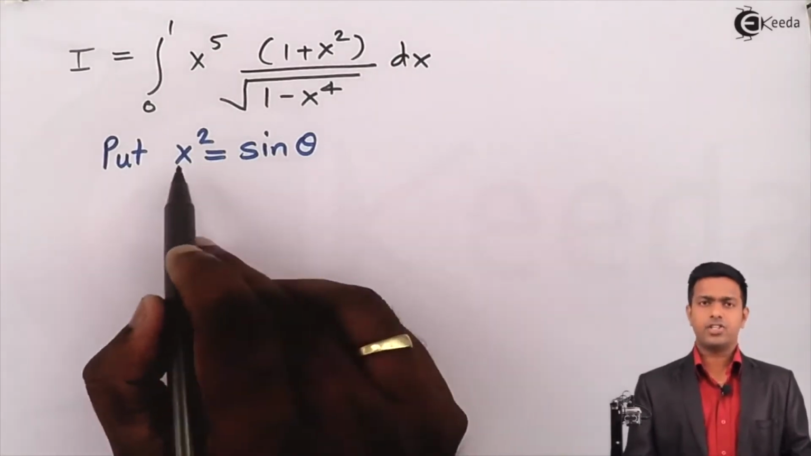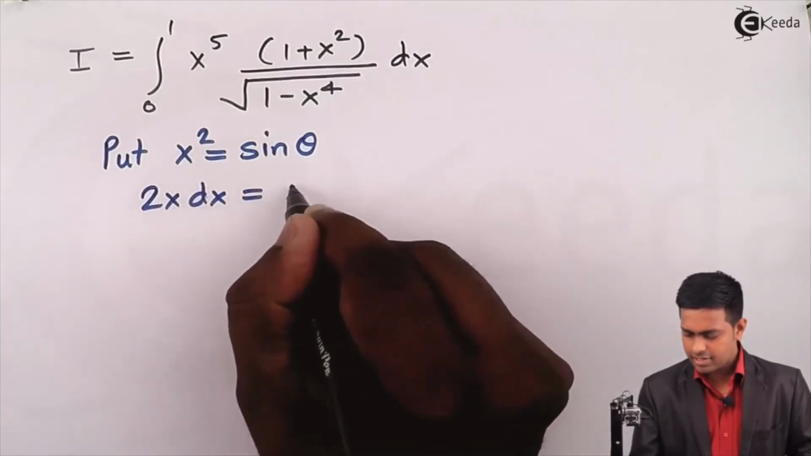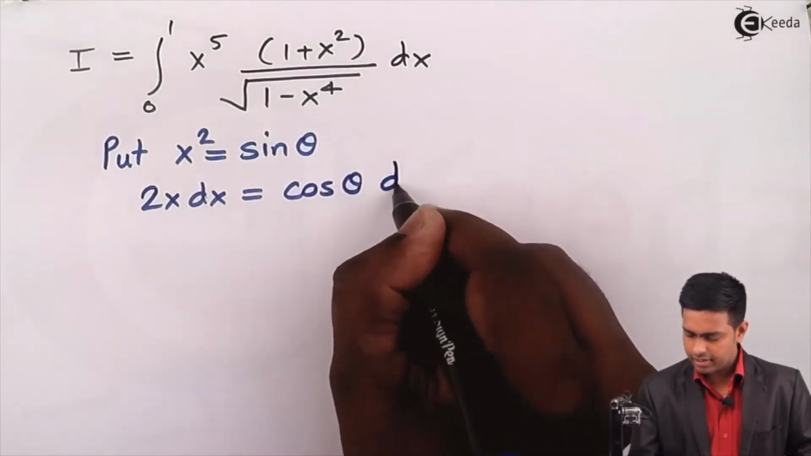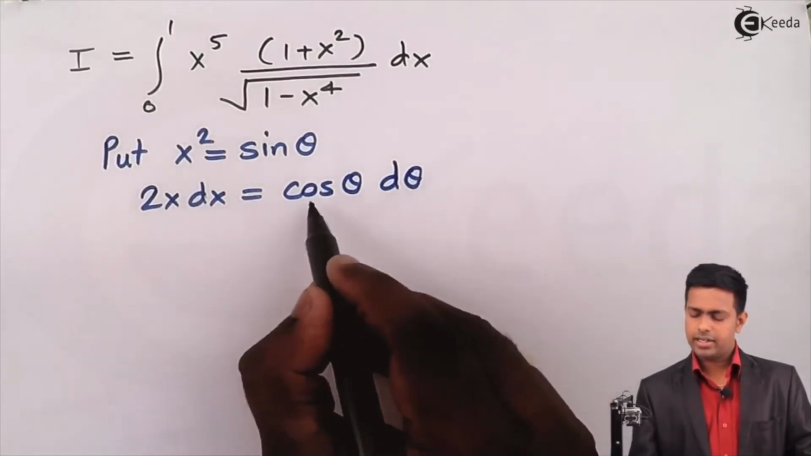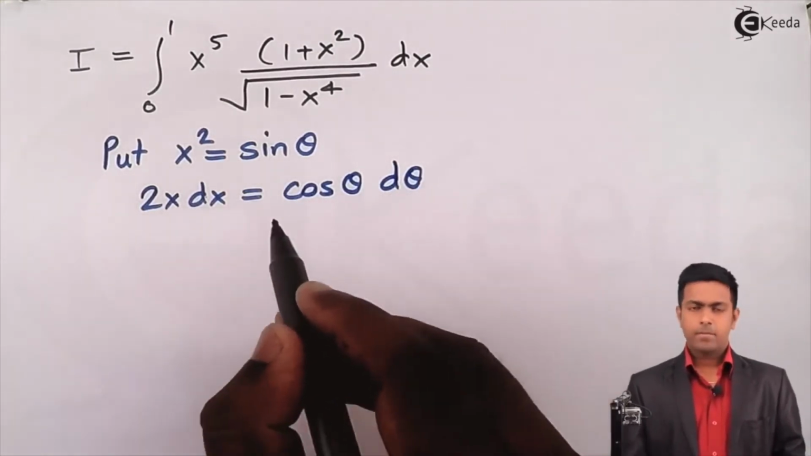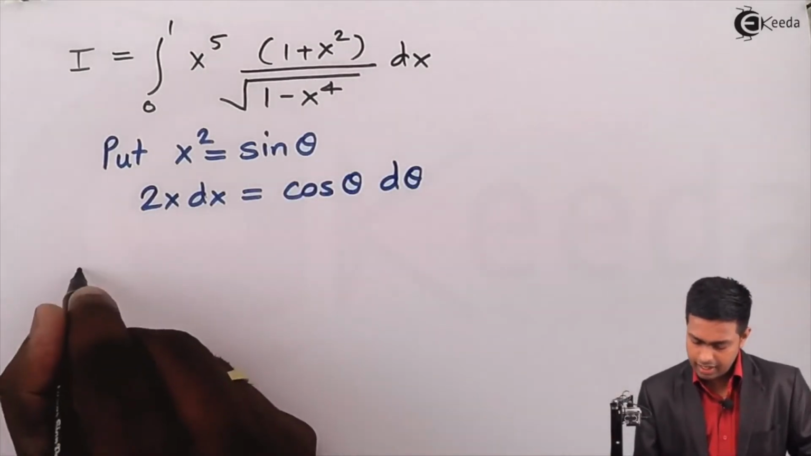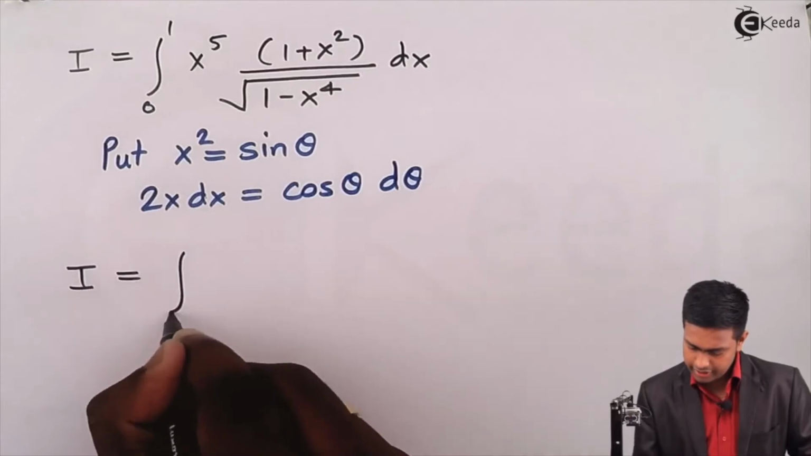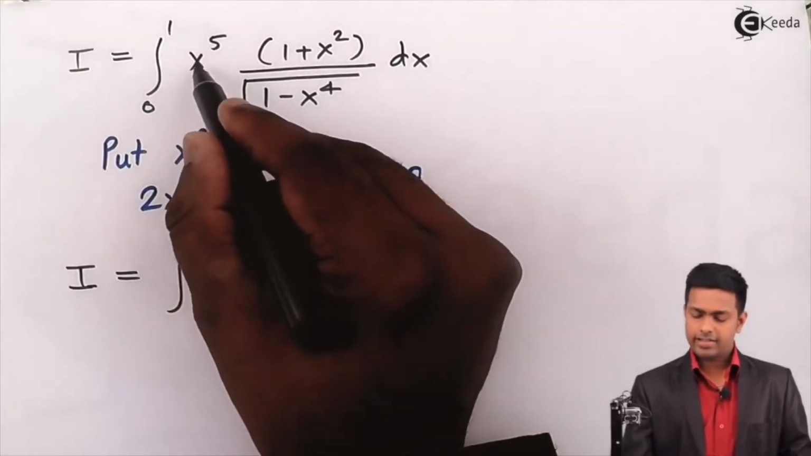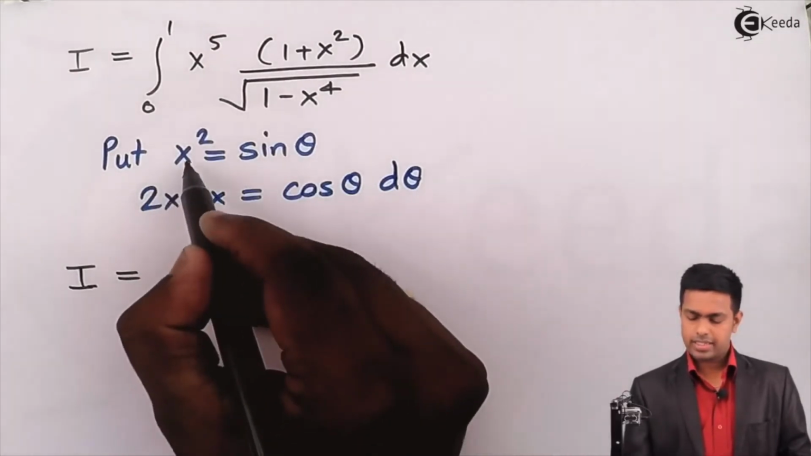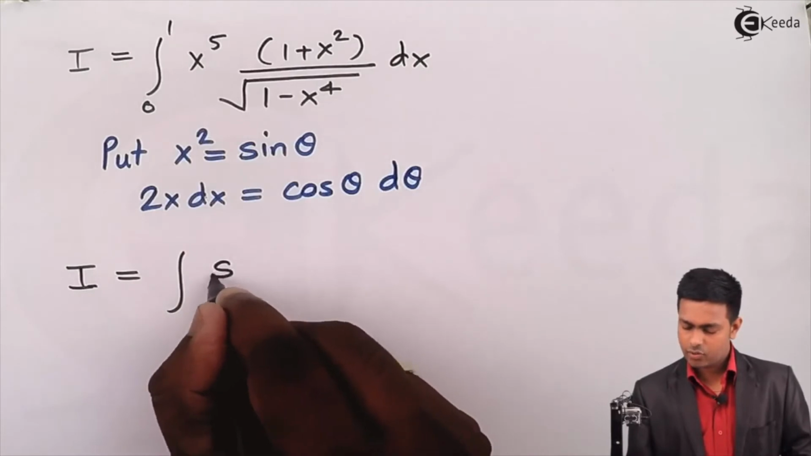So let's differentiate this. This will be 2x dx as cos theta d theta. So x dx will be cos theta d theta upon 2. So let's put it there. So here I'll say I is equal to integration. We'll take limits afterwards. Here x raised to 4. So since x square is sine theta, x raised to 4 will be sine square theta.